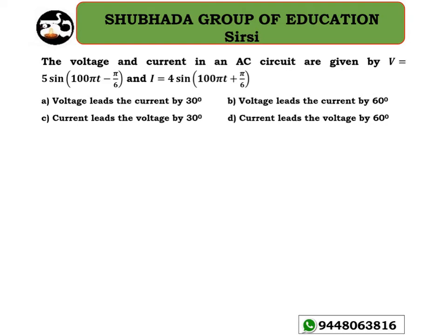Look at the next problem here. The voltage and the current in the AC circuit are given by V equal to 100 pi t minus pi by 6, and the equation of the current is given by 4 sine 100 pi t plus pi by 6. The options are: the voltage leads the current by 30 degree, or voltage leads the current by 60 degree, and current leads the voltage by 30 degree.